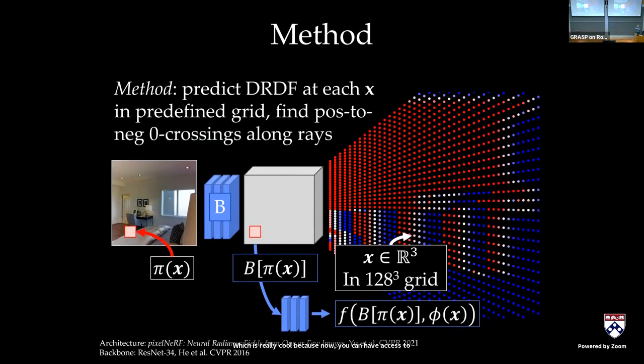Okay, so in the end, what the method does is you can train it to predict this distance function at every single location in this 3D volume, and then you go through the rays and you find the positive to negative zero crossing. And this is really dead simple to implement and really simple to produce outputs from. And here are some results.